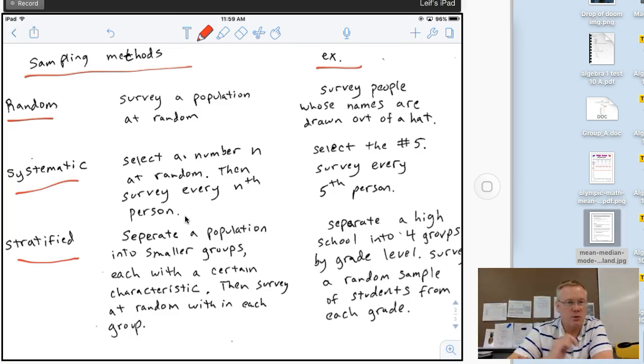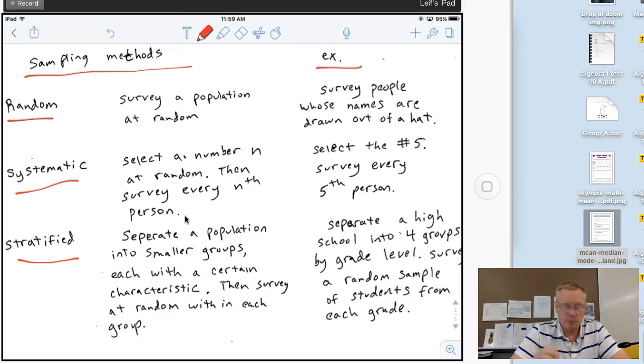And then the last way that we're looking at is called stratified. Stratified is where you break it up into smaller groups, each within a certain characteristic, and then survey at random within each group, okay? So, for example, suppose I broke the high school into freshmen, sophomores, juniors, and seniors, and then I randomly sampled a certain number of freshmen, then a certain number of sophomores, then juniors, and then seniors. That's what stratified would be. So I broke it into groups and then randomly sampled within the group, by grade level, however you decided to do that, okay?